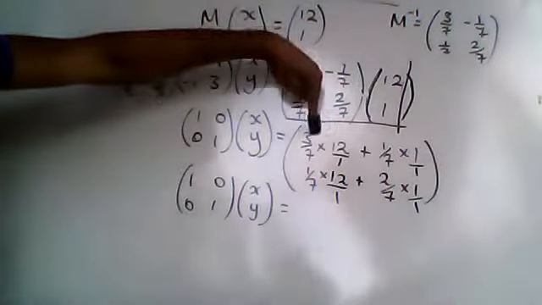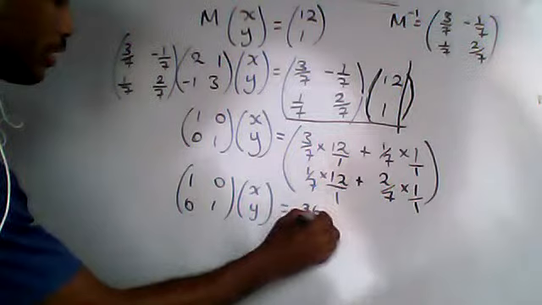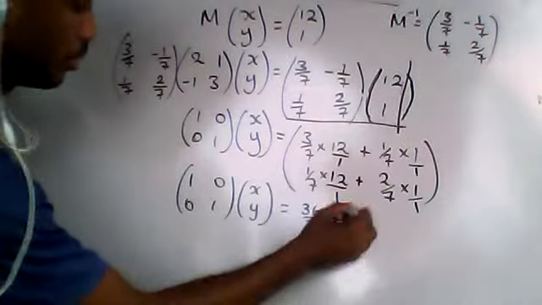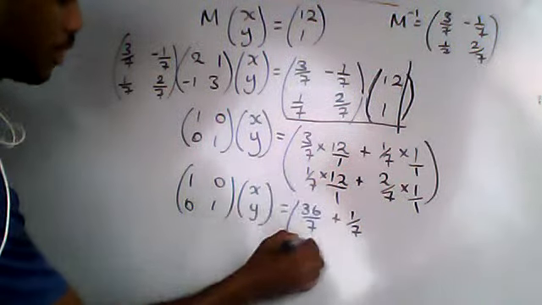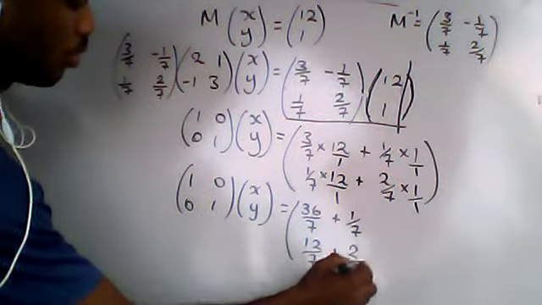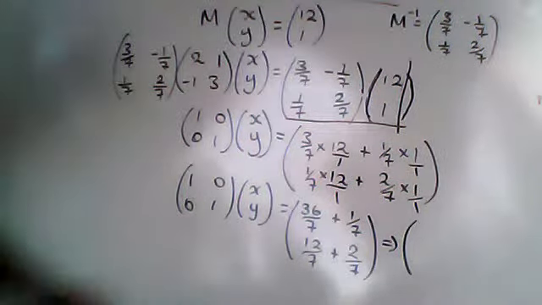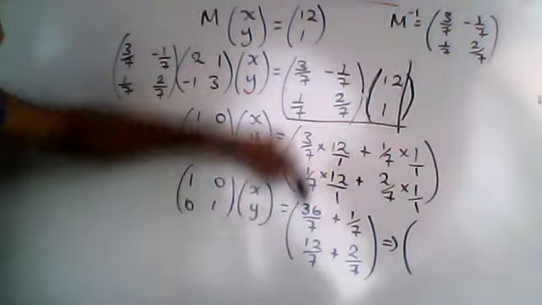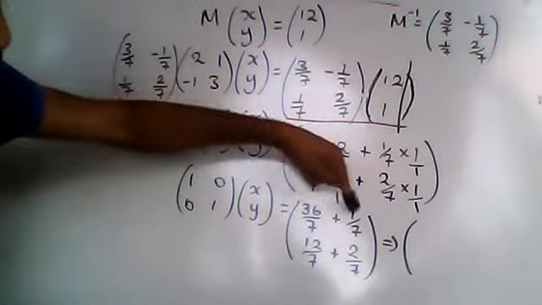So 3 times 12, that's going to give us what? 36. So it's 36 over 7 plus 1 over 7 times 1, which is just 1 over 7. Here we have 1 over 7 times 12, that's going to give us 12 over 7, plus 2 over 7 times 1, that's just 2 over 7. I'm just going to write the answer here. As I said, the board space is limited. The denominators for both fractions here are the same, so we can just go ahead and add the numerators. Everybody get that?